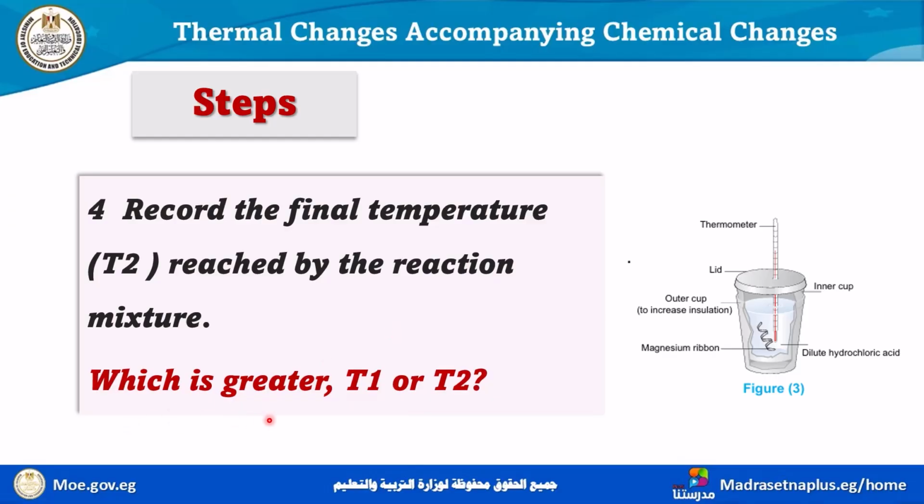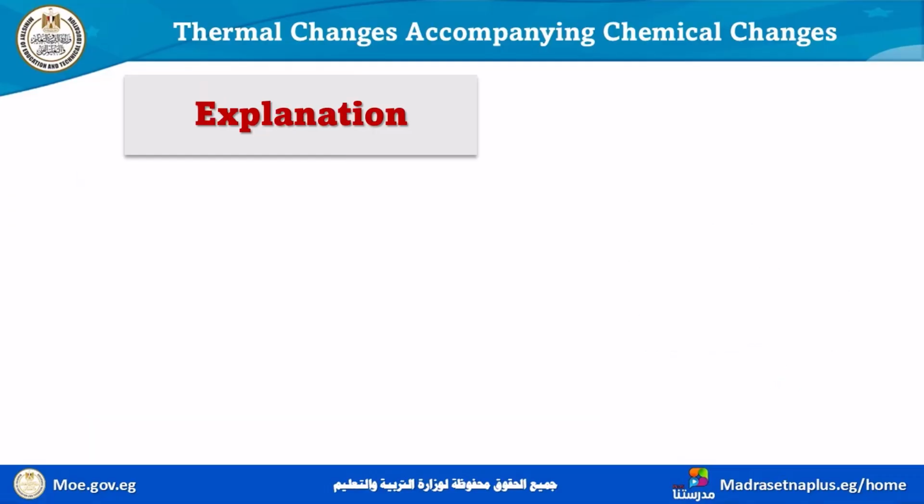Which is greater according to your recorded temperatures and your observation? Is it T1, the initial temperature, or T2, the final temperature after completing the chemical reaction between the magnesium ribbon and the dilute hydrochloric acid? Let's explain what happened during our experiment.